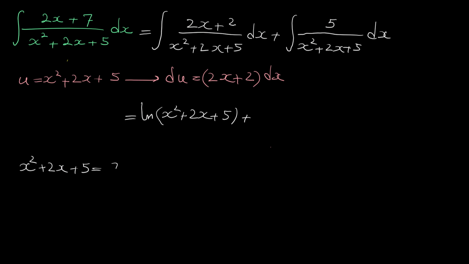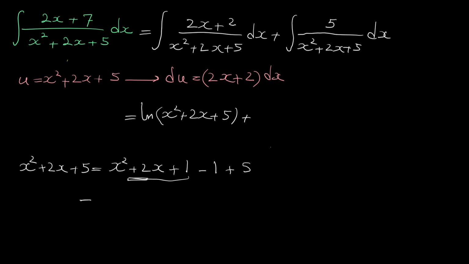For this expression, we write x to the 2 plus 2x. To write this in the form of a complete square, we divide the coefficient of x by 2. 2 divided by 2 is 1. 1 squared is 1. So we add 1 and we subtract 1. Don't forget the 5 at the end.